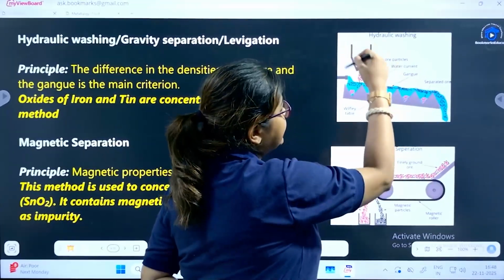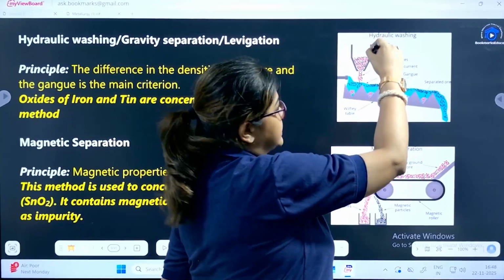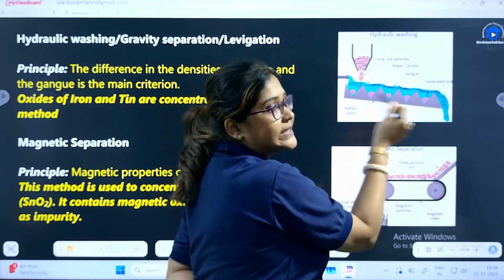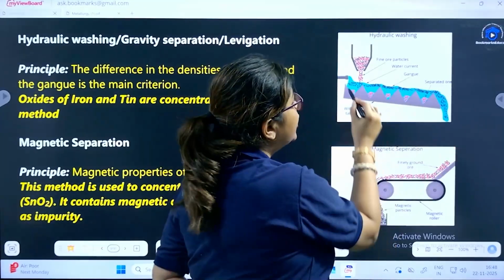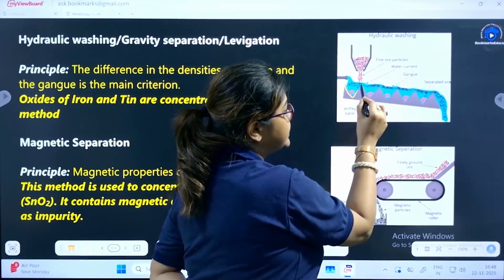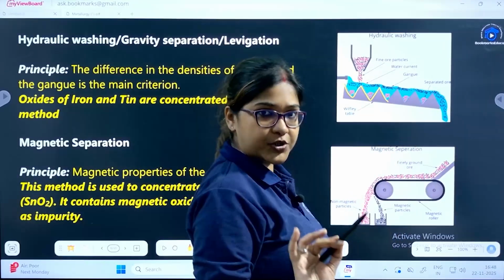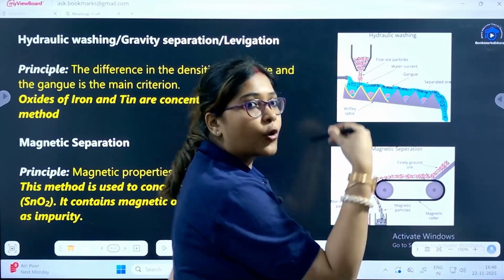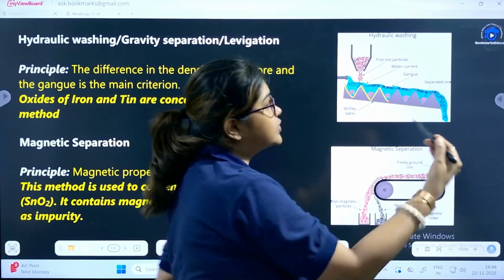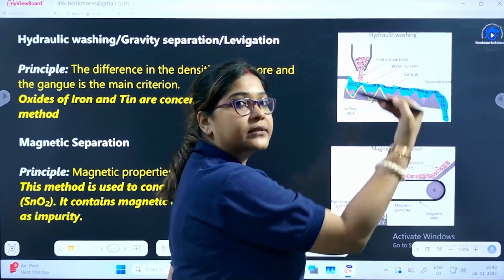So these finely divided ore particles are dropped on this vibrating corrugated table, which has grooves in it. You see, these are the grooves. And you have a flush of water. Now what happens? The ore particles are denser, so that is why they settle down at the bottom.